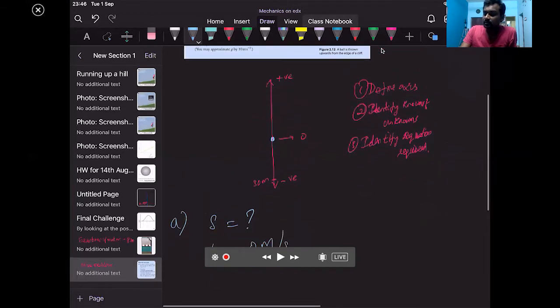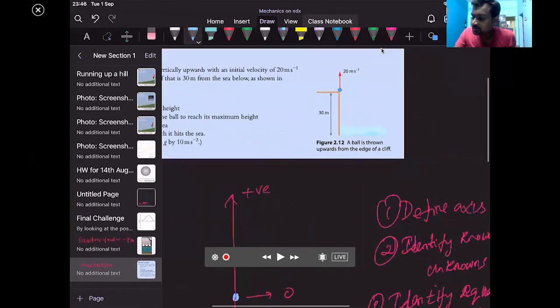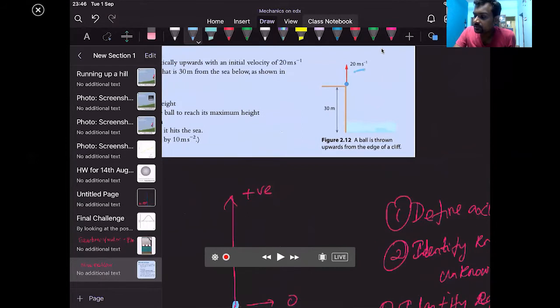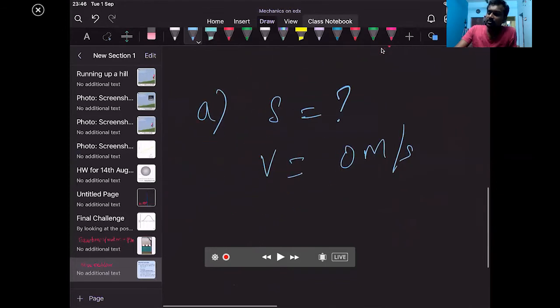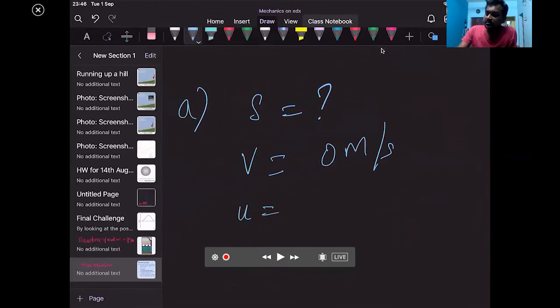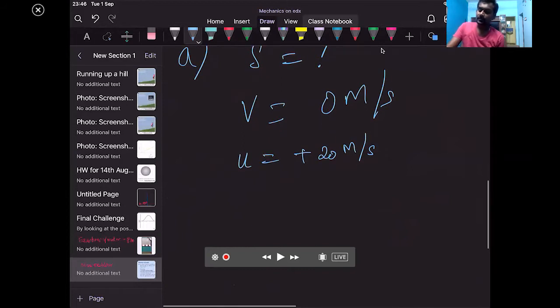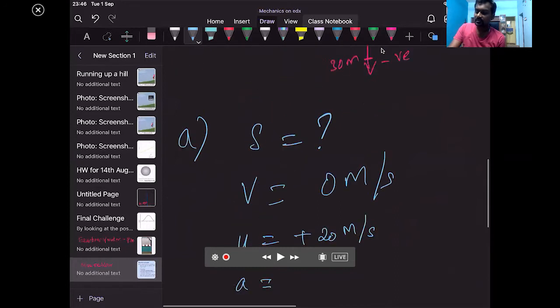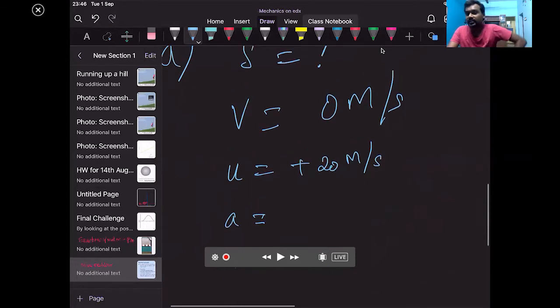Now, do I have anything else? I have the initial velocity to be 20 meters per second. Since I'm taking upwards to be positive, that velocity is also going to be positive. So the initial velocity is plus 20 meters per second. But I need one more quantity to solve this equation. I have a, or g, whichever, and it says it's 10 meters per second squared. But the question is whether it's going to be positive 10 or negative 10.